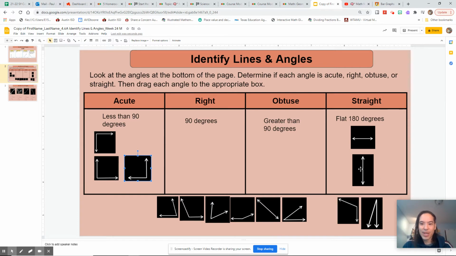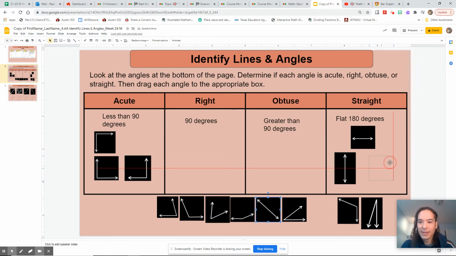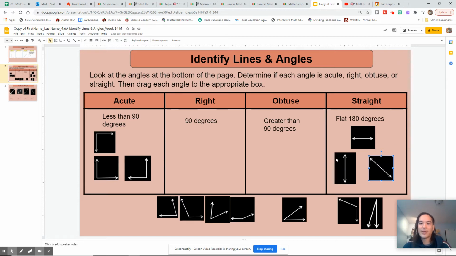You've been screaming at your screen, Mr. Johnson, you missed a straight one. Yeah, even though that's diagonal, there's still no bend in our line, right? So that's a straight, flat, 180-degree angle. Mr. Johnson missed one, but that's okay because we found it now. Now we're all good.